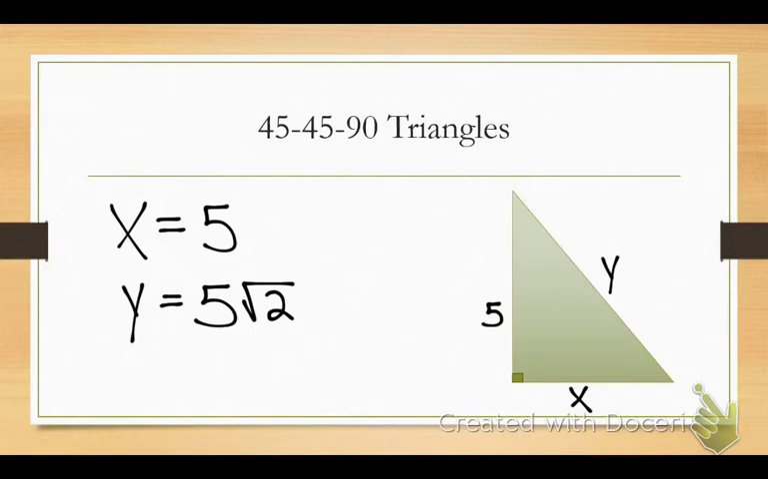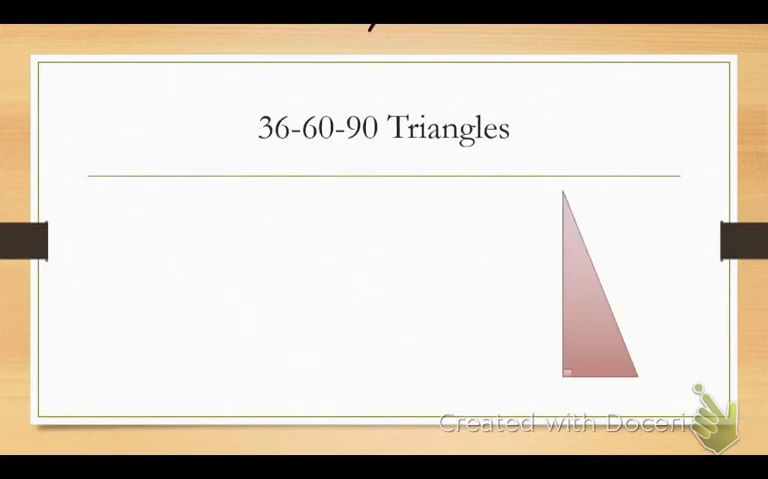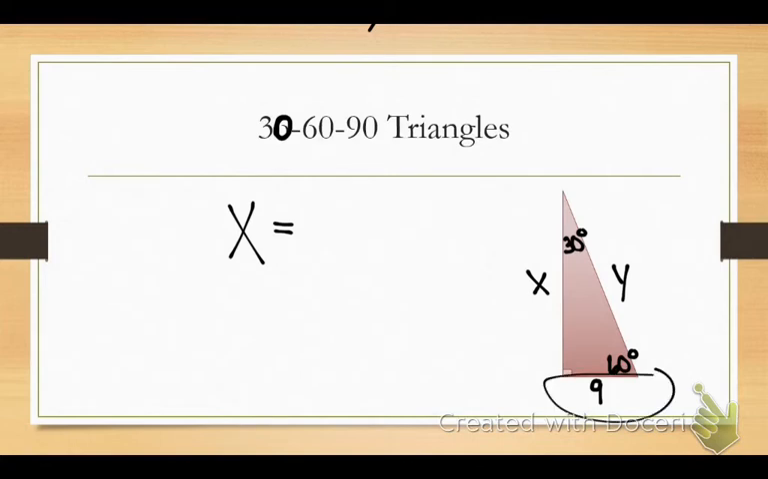And now let's do a couple 30, 60, 90 triangles. I know that my title is wrong. It says 36, 60, 90. I don't know why, but it is a 30, 60, 90 triangle. Given the information, solve for x and solve for y. For 9, is 9 the long leg, short leg, or hypotenuse? Short leg. Short leg is my baseline, so I can go to x or y. I can solve either one next.